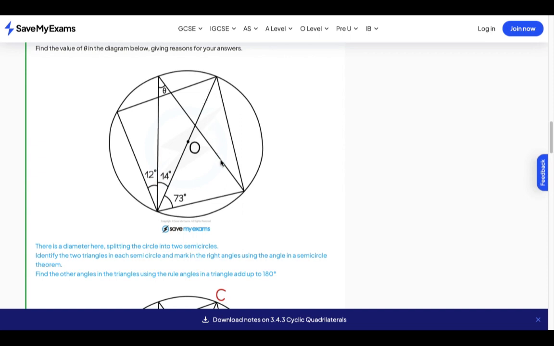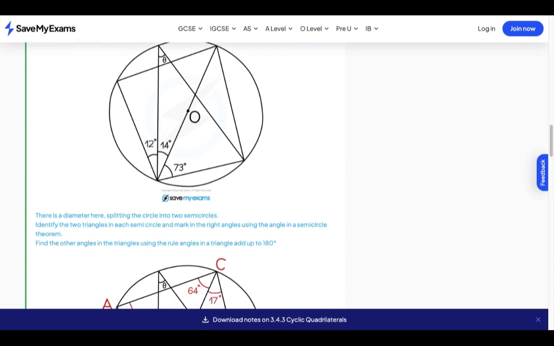Likewise, we can find here. I found here to be 64. I can also find here, because the whole of this is 90, since it's resting on the diameter. And here is 73, so I get 163. So I find here to be 17. Right? I find here to be 17. So you find all the angles, then you'll be able to get this angle.